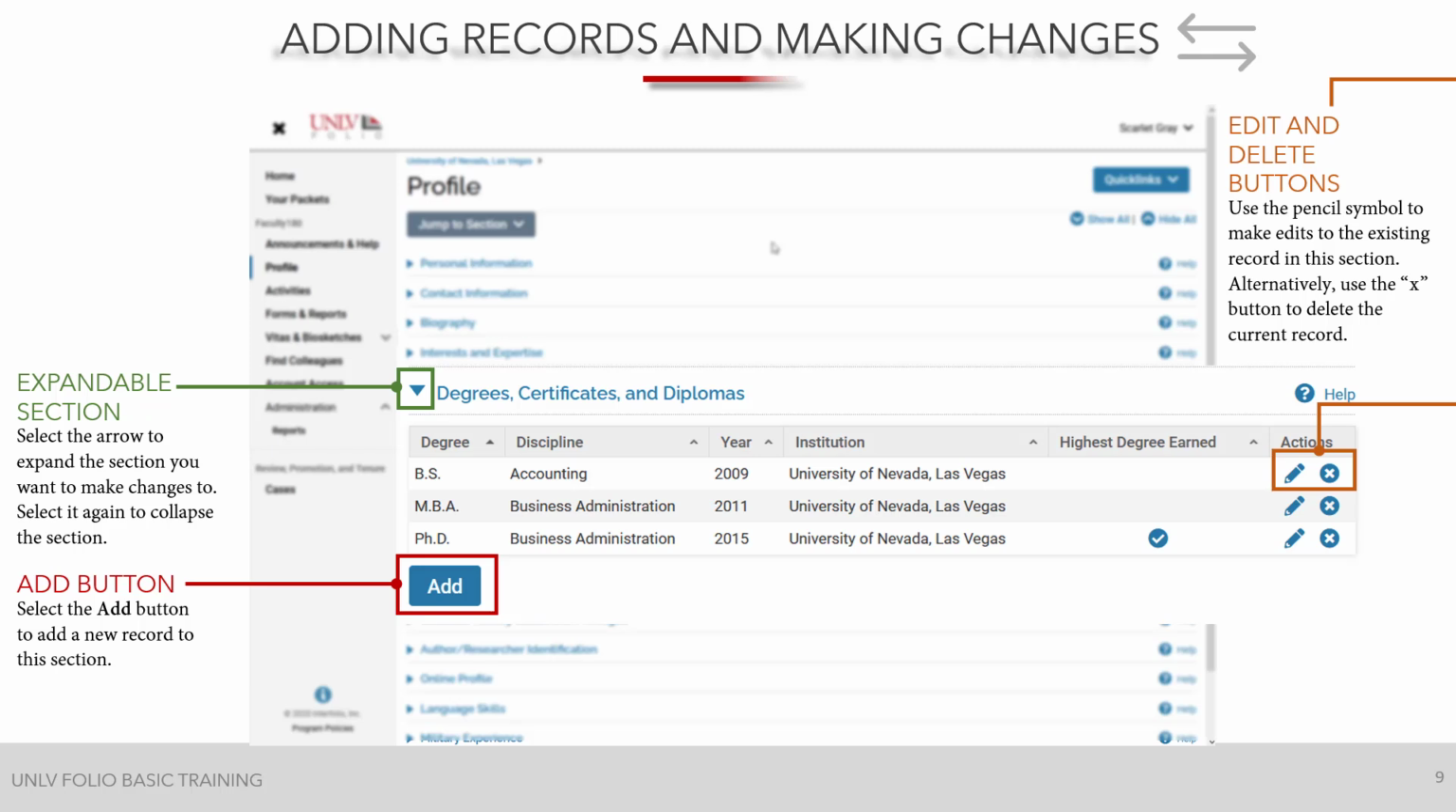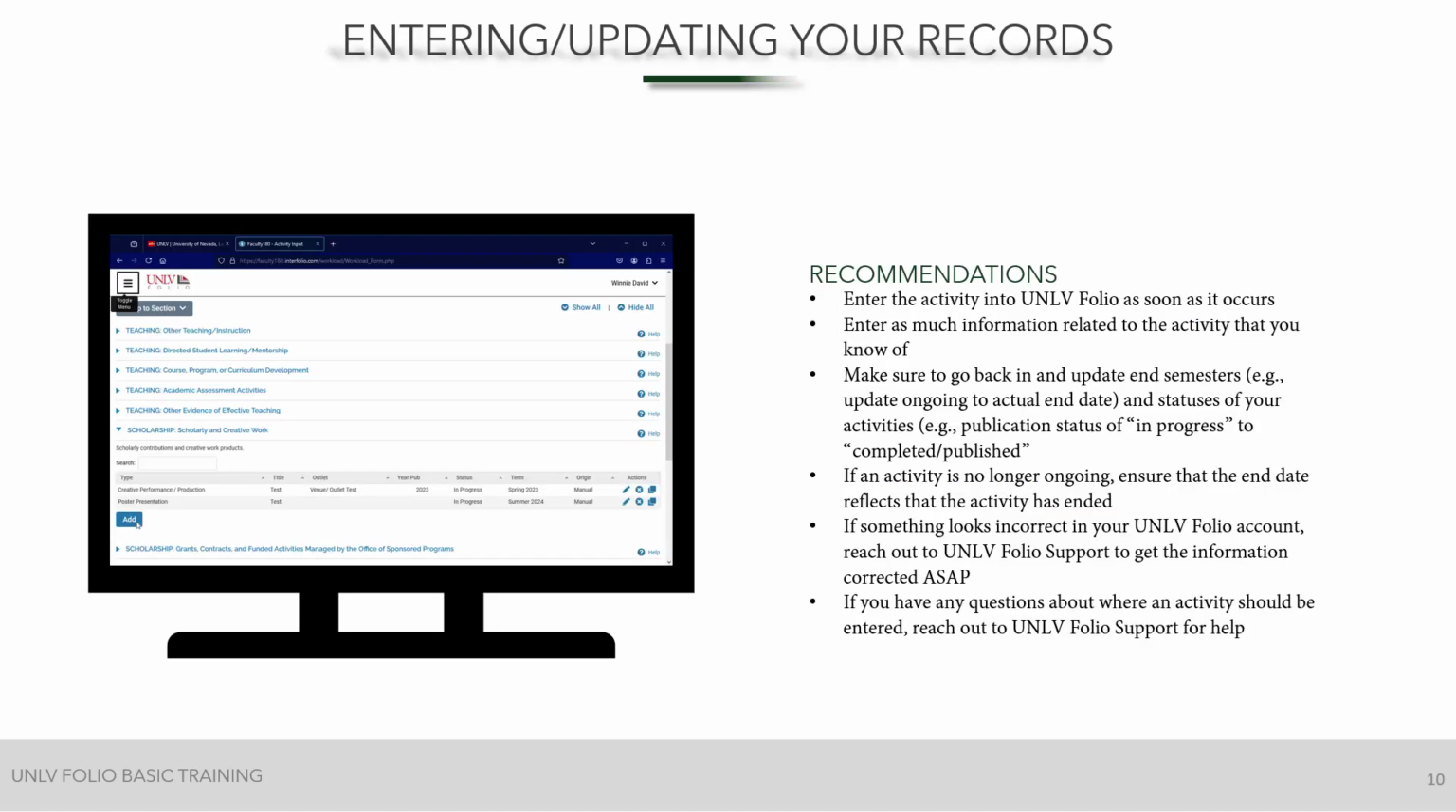And then I want to emphasize that you can add or edit records throughout the year. You do not need to be going up for a specific review process. UNLV Folio is available to you at any time during the year. So as you go through and begin to enter and update your records, we do have some recommendations or best practices. The first one is that you'll want to enter the activity into UNLV Folio as soon as it occurs.